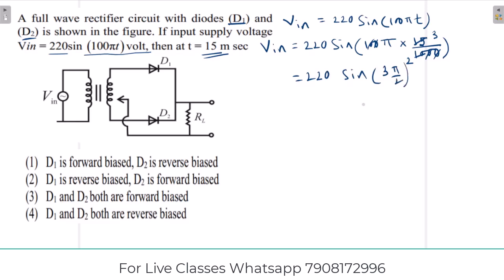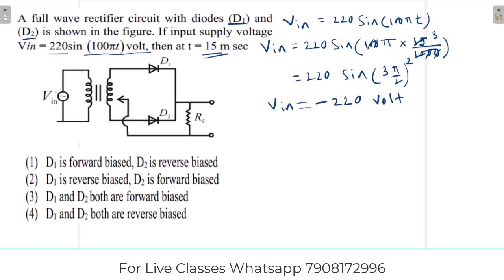If we calculate the value of sin 3 pi by 2, it will become minus cos 0, that is minus 1. So minus 220 volt. So sin 3 pi by 2 is minus 1, and V input is minus 220 volt at 15 millisecond.